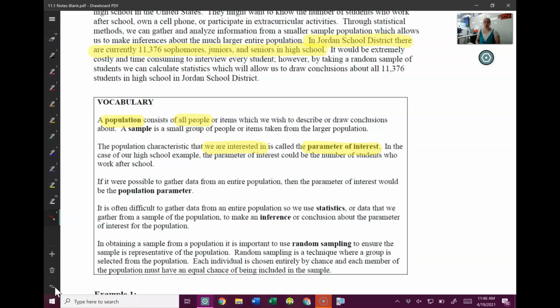So in the case where it's not realistic to talk to an entire population, we have what is called a sample. And that is a small group of the people we're interested in. So for example, maybe I want to know how many high schoolers in Jordan School District are taking a CE class, but I just asked the students at Mountain Ridge High School. That's my sample of the entire population.